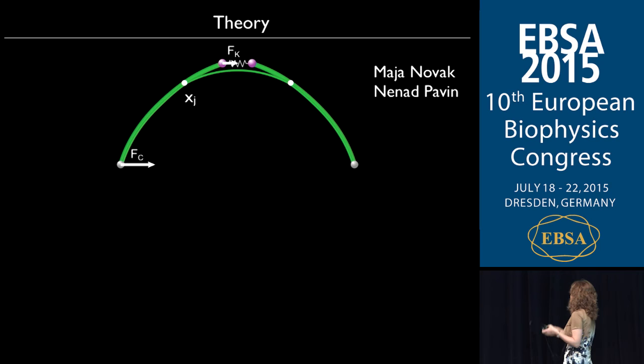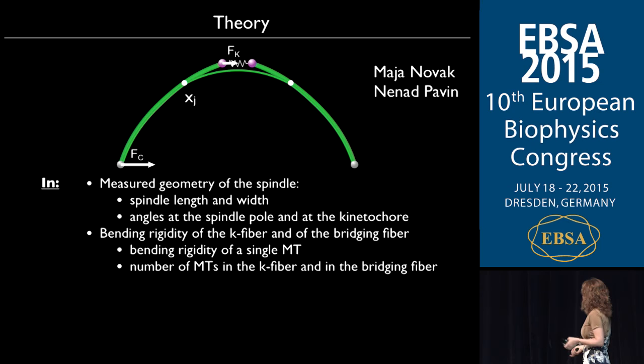But in our experiments, we cannot measure, at least currently, the forces inside the mitotic spindle in a living cell. But we measured precisely the shape. So we use the shape to calculate the forces by using our model. In particular, we use as input to the model the measured geometry of the spindle length and width, and the angles at the pole and at the kinetochore. We also know the bending rigidity of the K fiber and of the bridging fiber, because the bending rigidity of a single microtubule is known, and we know how many microtubules there are in the K fiber from previous works, and from our work we know how many microtubules are in the bridging fiber. So we know the shape and the bending rigidities.